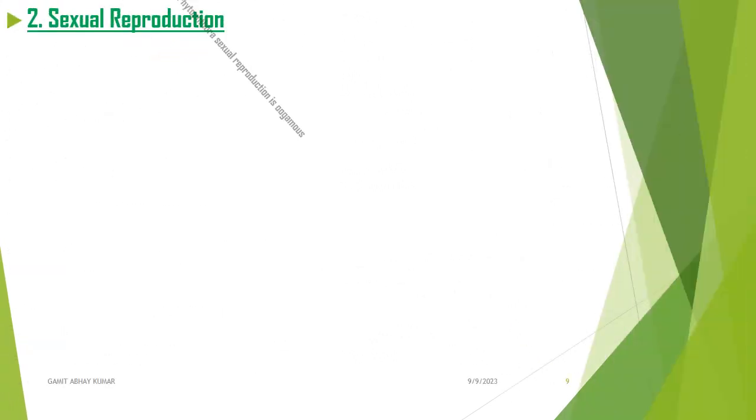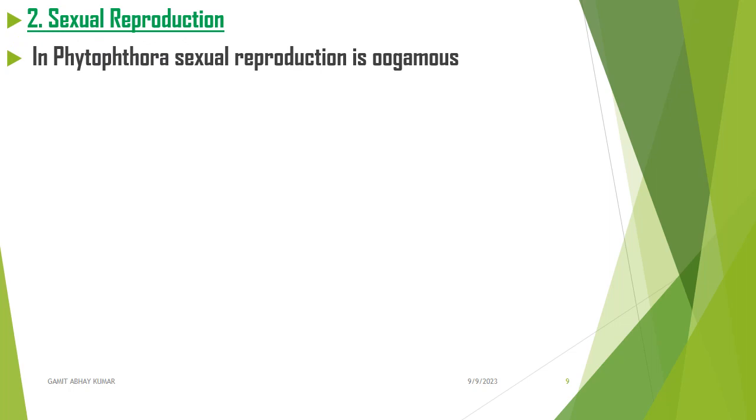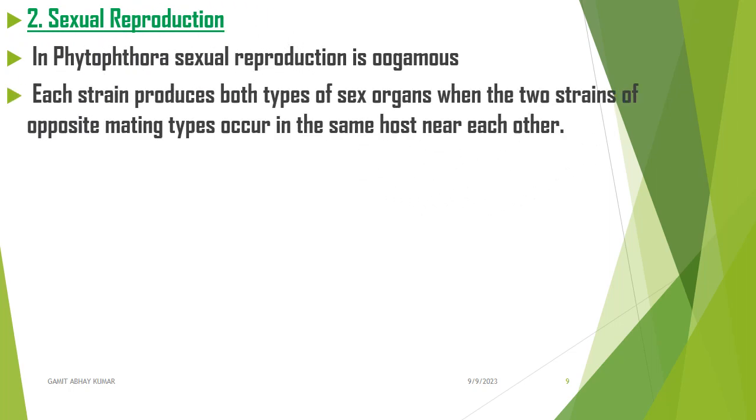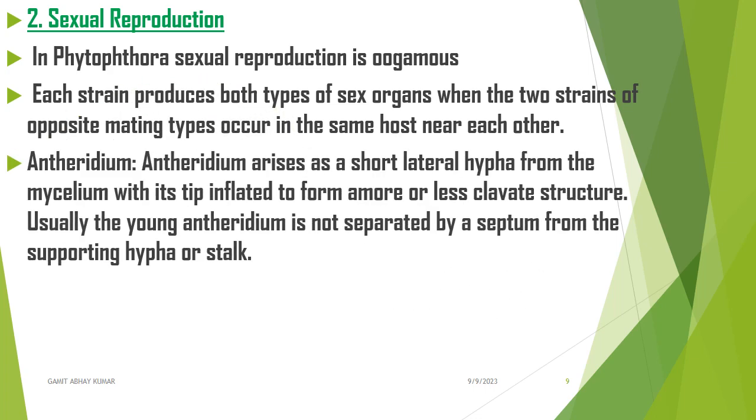Sexual reproduction. In Phytophthora, this is of the oogamous type. Each strain produces both types of sex organs. When two strains of opposite mating type occur in the same host near each other, the antheridium arises as a short lateral hypha from the mycelium with its tip inflated to form a more or less club-shaped structure. Usually the young antheridium is not separated by a septum from the supporting hypha or stalk.